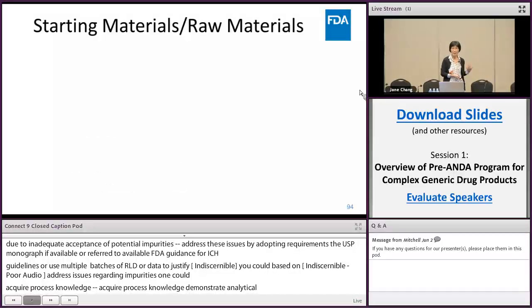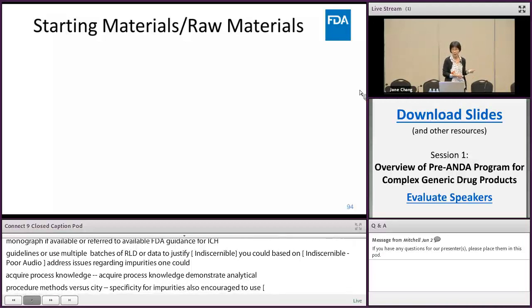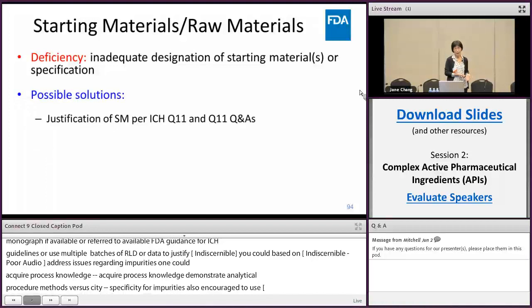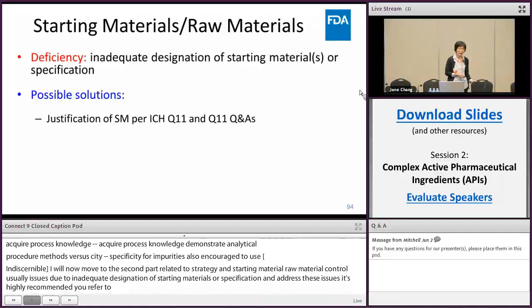I will now move on to the second bucket related to a control strategy. The first one is related to starting material and raw materials control. Usually the issues are due to an inadequate designation of starting materials or specification. So to address these issues, it's highly recommended that you refer to ICH Q11 or the clarifications provided in the Q11 Q&As. Recently, a training slide deck for the selection and justification of starting materials was published on the ICH website.